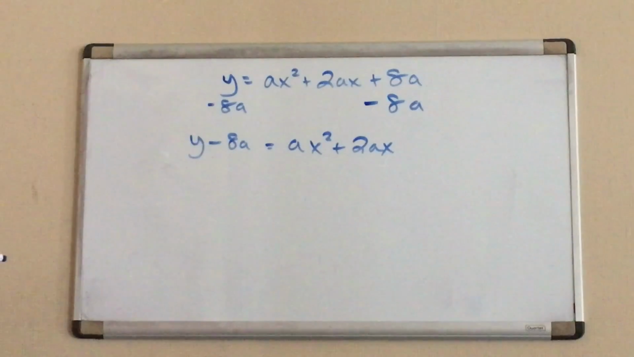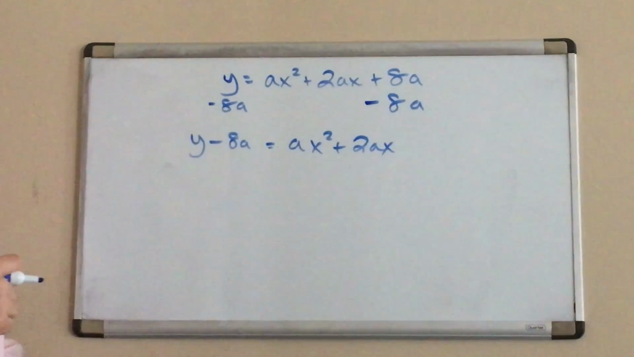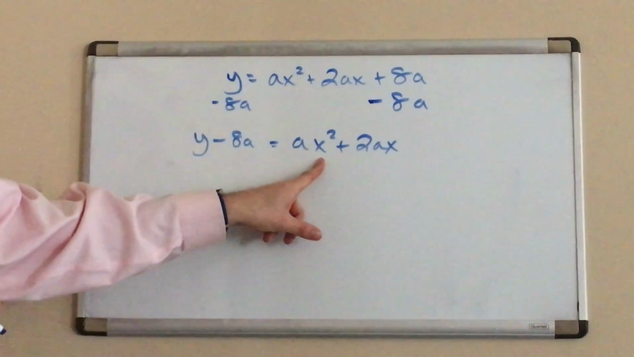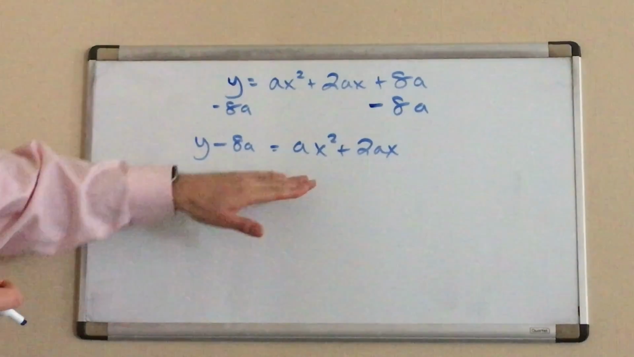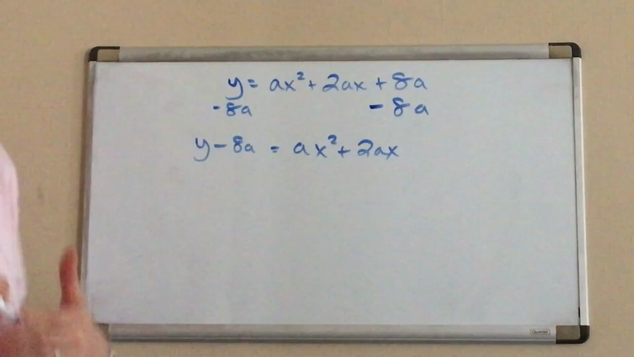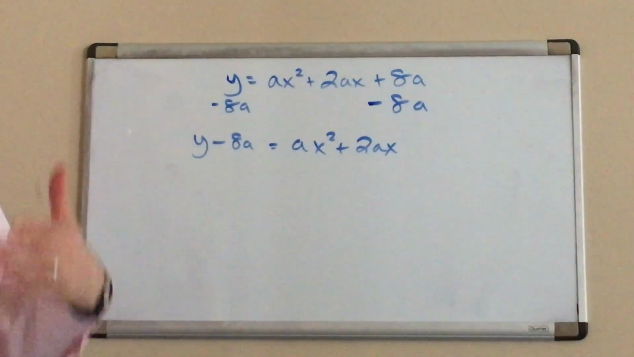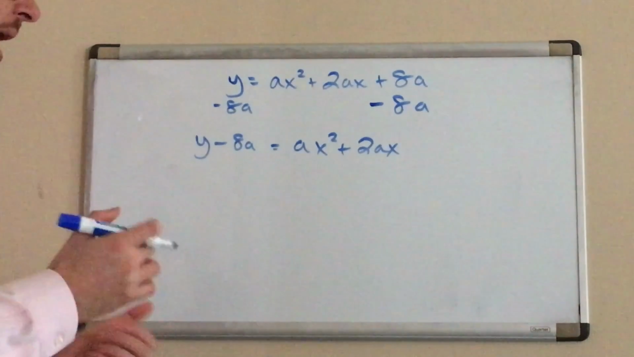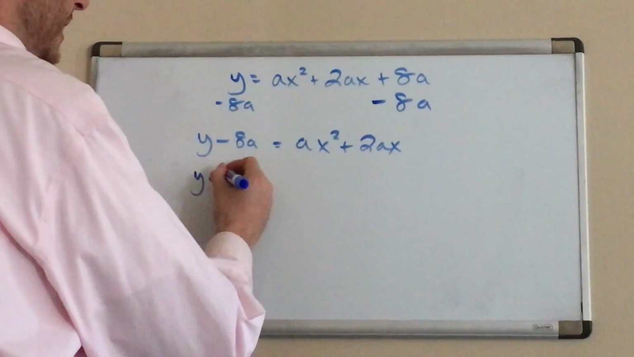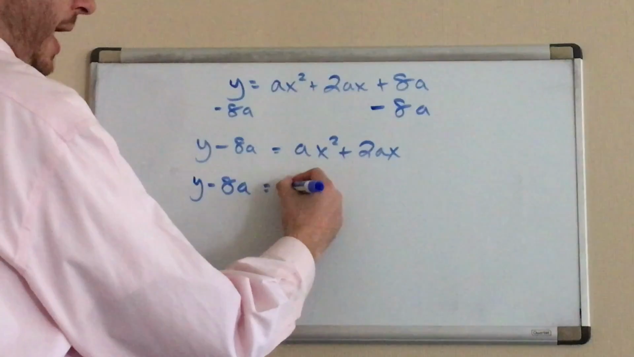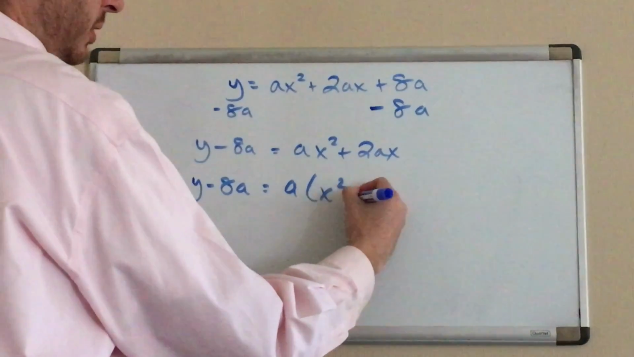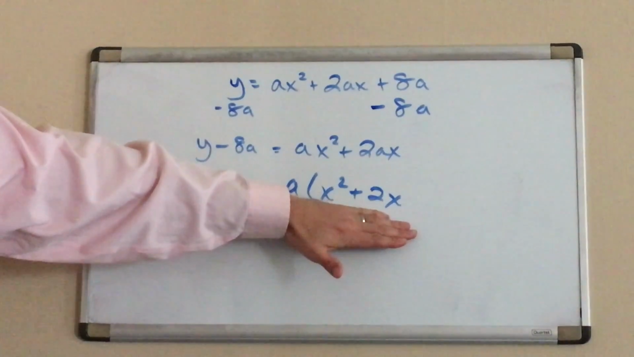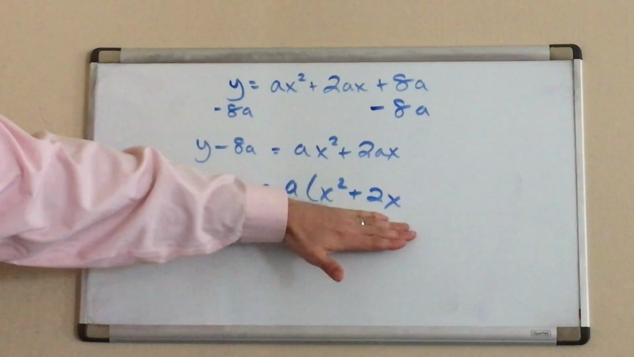All right, the number one rule of completing the square is we must have a 1 coefficient in front of the x squared. Right now, this a functions as a coefficient because a can represent any number. So what do we do? We simply factor the a out. y minus 8a is equal to a(x squared plus 2x). Now, I can complete the square with the remainder of the information that I have.